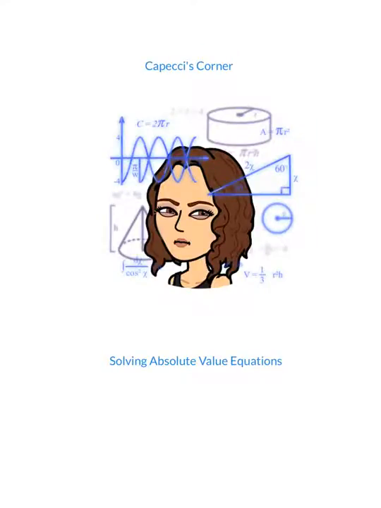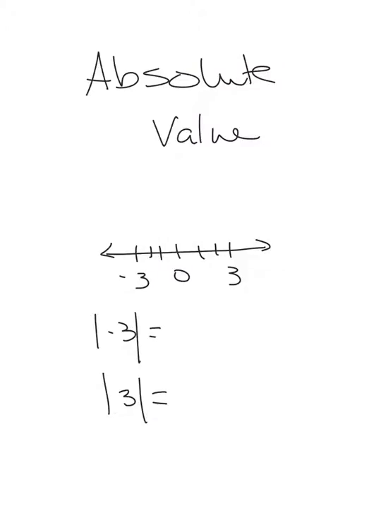Today's lesson is on solving absolute value equations. In reviewing absolute value, remember that an absolute value is the number of units from 0 on the number line. So for instance, the absolute value of -3 is 3, and the absolute value of +3 is also 3, because both of them are 3 units from 0 on the number line.